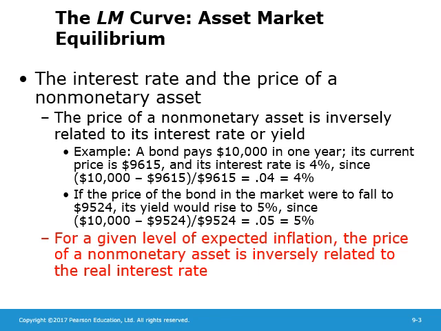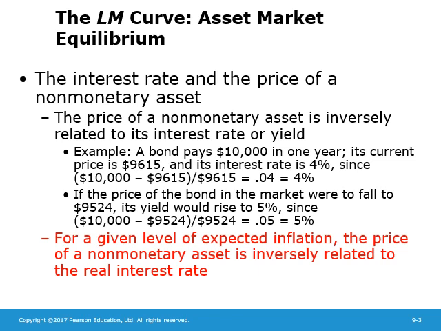While if the price of the bond in the market were to fall to 9,524, so you are buying it at a lower price, the yield or the interest would rise to 5%. Because now when you calculate it, the new price is 9,524, so I am paying less for the bond, and you're getting a higher return or higher interest rate of 5%. So what did you see in this example? When the price was reduced, the interest rate increased. So the relation is inverse.